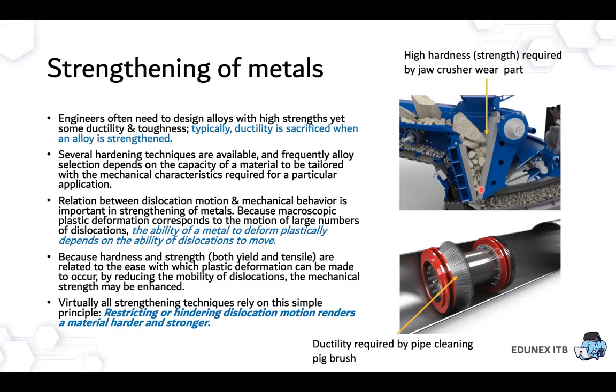The jaw crusher crushes all the rocks into smaller material, and we need the steel to be very, very hard, able to crush the rocks, and wear resistant. But for other applications we want the steel to be ductile, quite soft. For example, we have pigging.